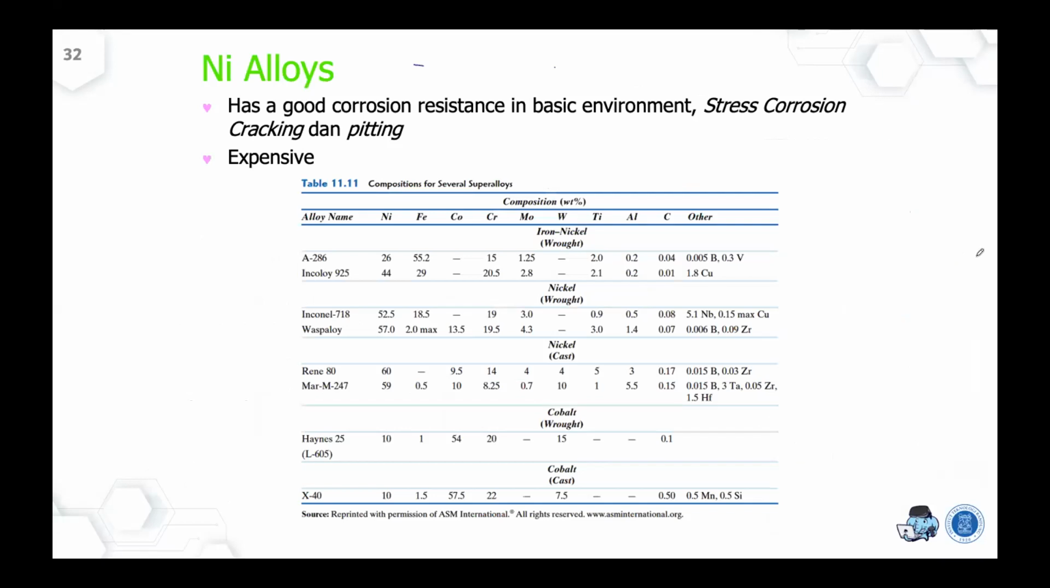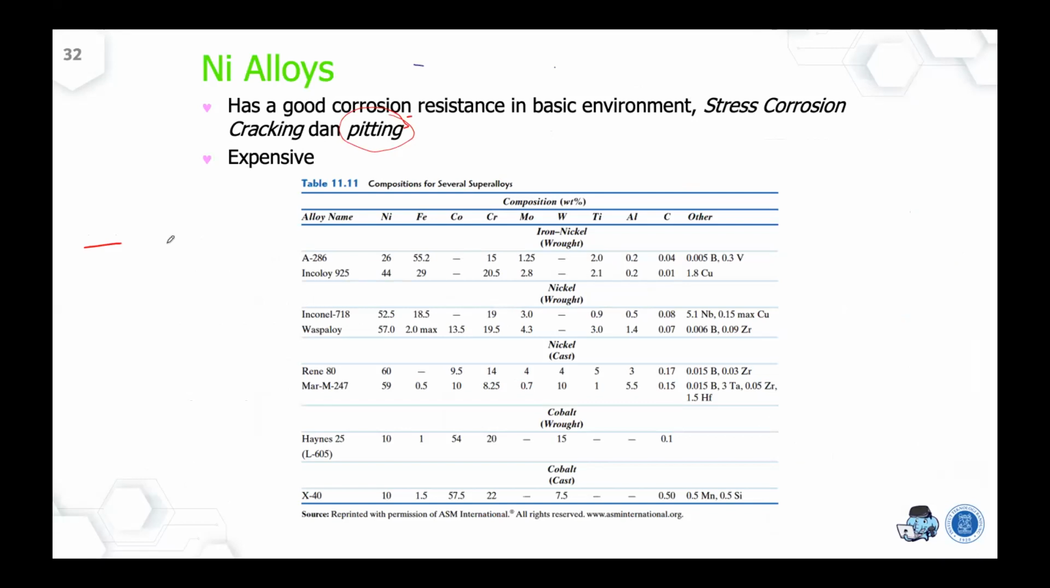Okay, so looks like, okay, 10 minutes. And then nickel alloys. Nickel alloys have good corrosion resistance in a basic environment, for example, stress corrosion cracking, and also pitting. Pitting is a type of corrosion.